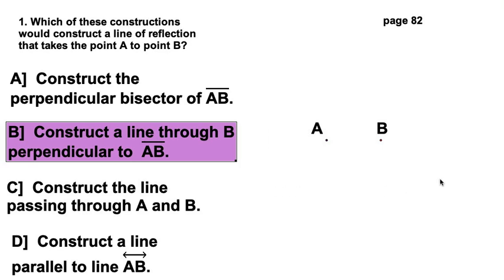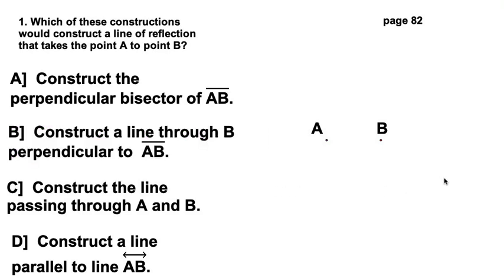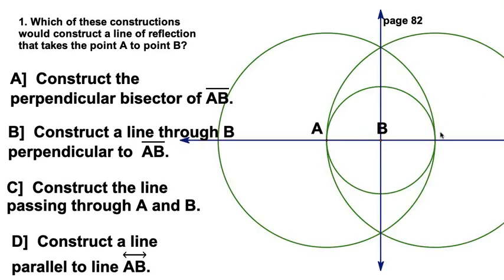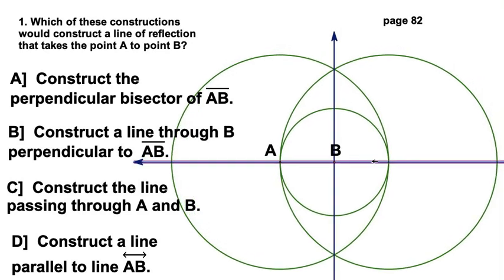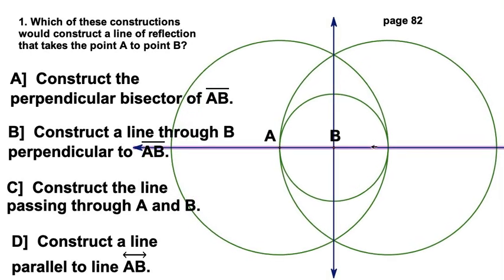Construct a line through B that's perpendicular to AB. Well, hang on a second. That construction is going to look like this, and you've done it before. I'm just going to slide it over so you can see it in all its glory. That's the construction of a line perpendicular to a given line through a point on that line, in this case B.